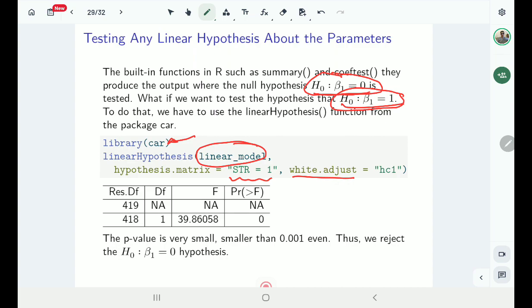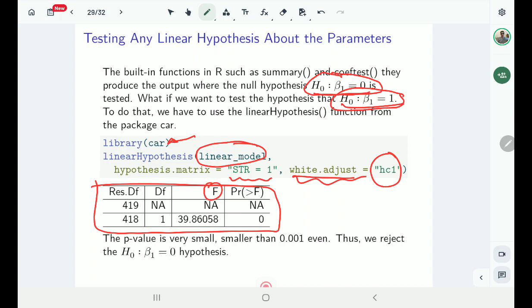These standard errors, by the way, are called White standard errors. White was the person who, in the 1980s, I think, came up with this heteroscedasticity problem and how to get around it. Therefore, we say white.adjust, and we choose the type HC1. If you don't supply anything, the linearHypothesis function will also use the homoscedasticity assumption, which is not true in real life most of the time. So the output you receive is this. You see, it is an F-test now. The F-test value is very large, it's 39.